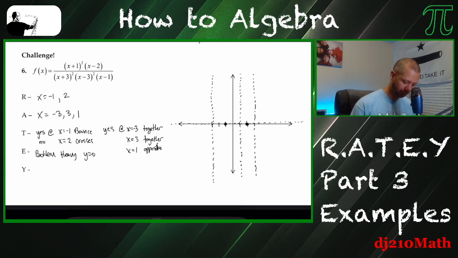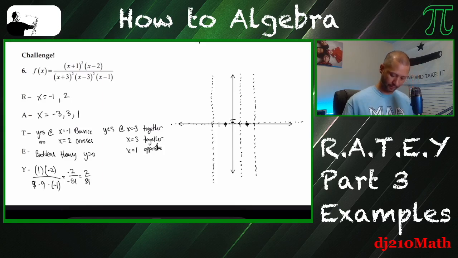Y equals 0. Now, the y-intercept when x is equal to 0. We're going to get 0 plus 1 squared, which is 1, times -2 over 3 squared, which is 9, -3 squared, which is also 9, times -1. And this is going to be -2 over -81, which is positive 2 over 81. So if this is 1, it's going to be very close to the x-axis.